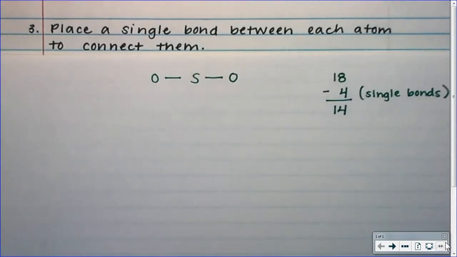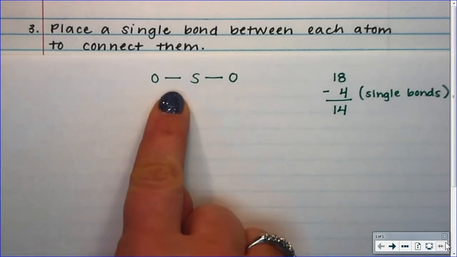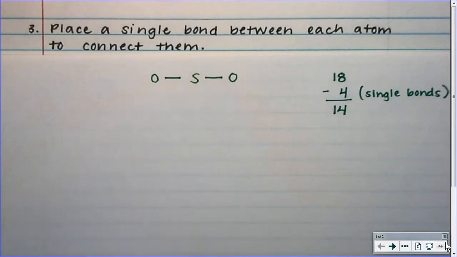On the right hand side, I have 18 valence electrons. That comes from step 1. And I'm subtracting 4 valence electrons because each one of the bonds that we just made, here and here, are made up of 2 electrons each. And now we have 14 electrons left over. At this point, proceeding to the next step, we'll actually be able to place those 14 electrons onto our atoms.